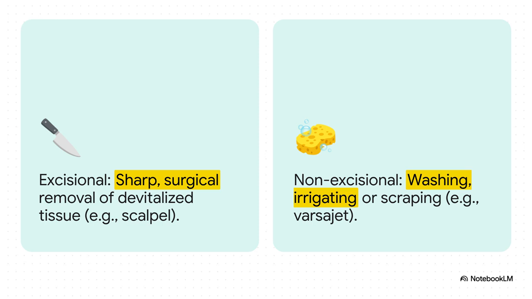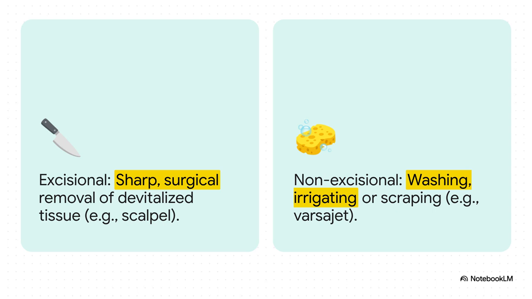The absolute crucial point here is that the tool and the action dictate the code. Excisional debridement involves the sharp, cutting, surgical removal of devitalized tissue using instruments like a scalpel or a blade. It meets the precise definition of the PCS root operation excision.